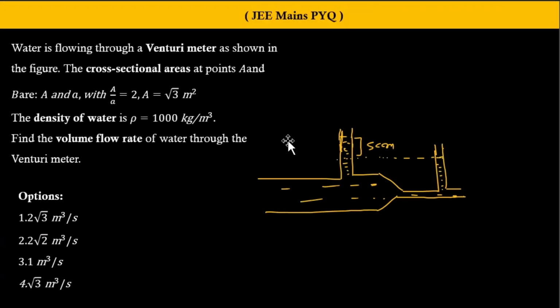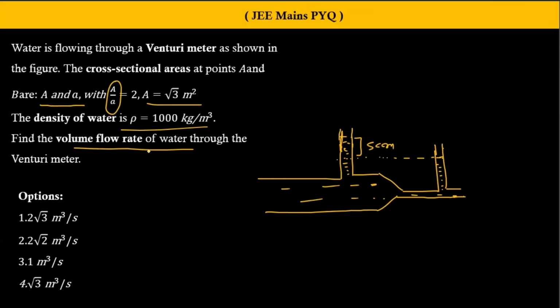Now let us deal with this last question. So what is said in here, water is flowing through a venturi meter as shown in figure. The cross-sectional areas at points A and B are A and small a with A by a equal to 2, A is equal to this one. Okay. Density of water is given. Find the volume flow rate of water.